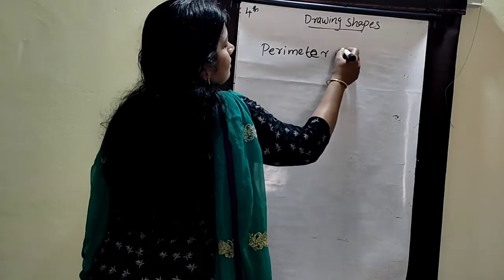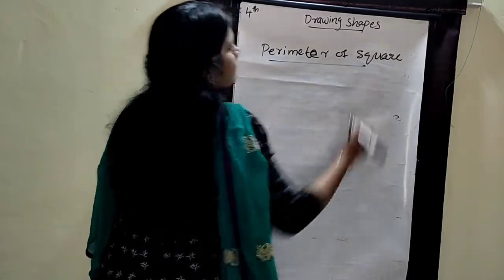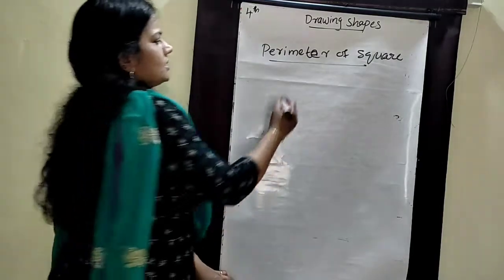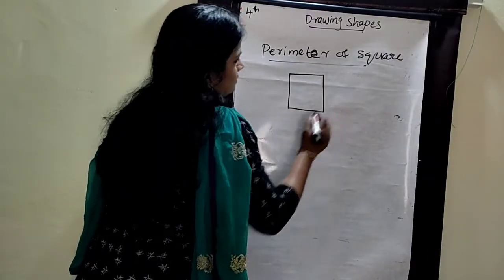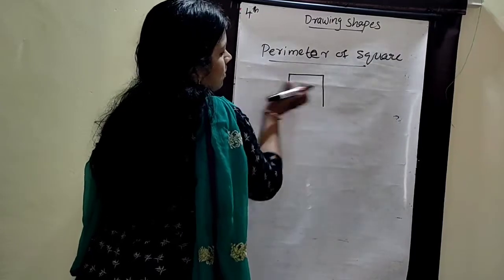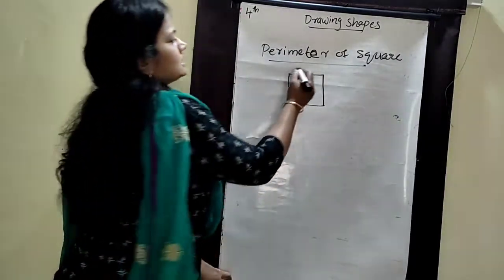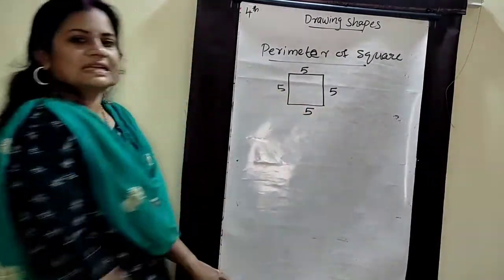Perimeter of a square. We already know that the square has all sides equal. So this is 5 centimeters, and all sides are 5 centimeters.